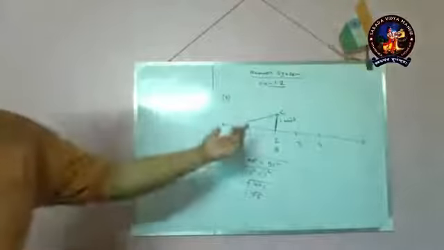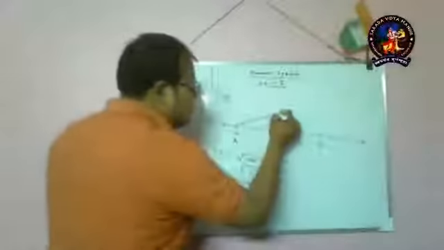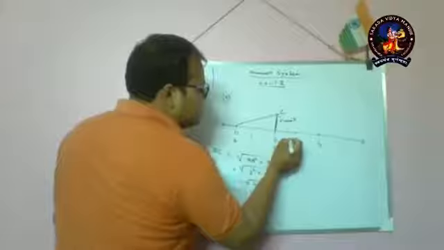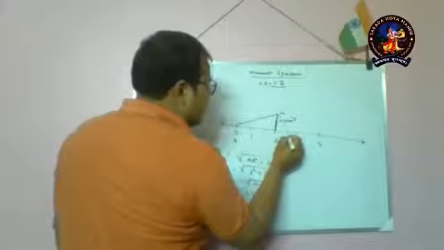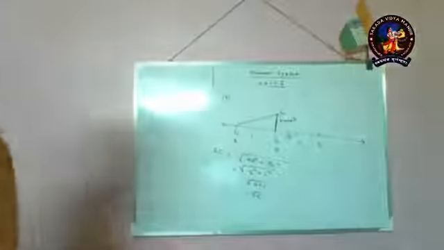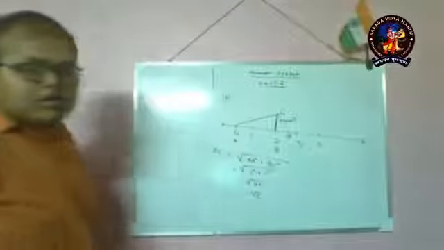So AC is of length root 5, and if I take the projection of AC on the number line, it will be the point root 5. You can take the help of a compass to draw the projection here, and obviously you will draw the number line using a ruler only.